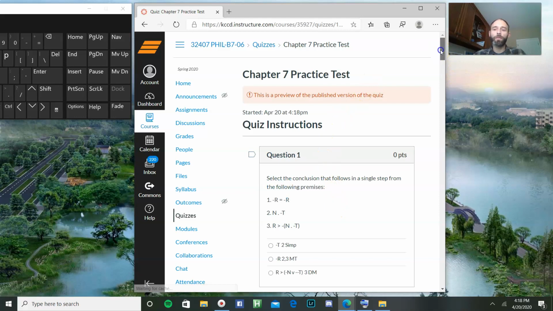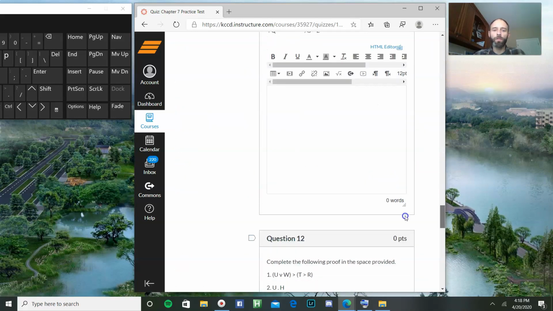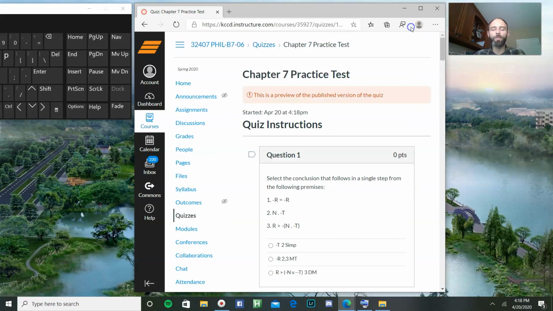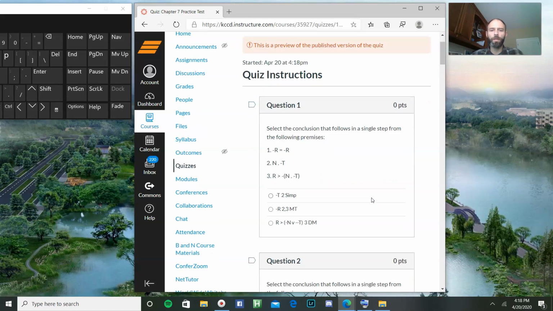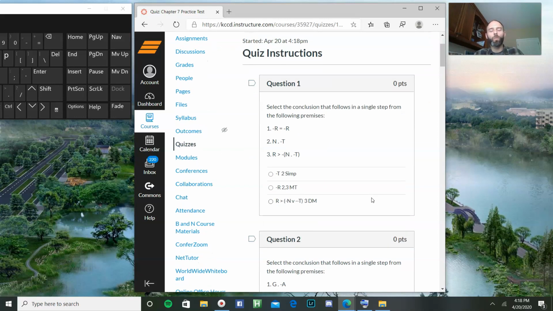On this practice test, you'll see we have 10 multiple choice questions and then 3 proofs at the bottom. The actual test is going to contain more problems. I haven't exactly figured out what the breakdown is going to be in terms of multiple choice and proofs. It has been 20 multiple choice and 6 proofs in the past, but given that you're going to have to work in a different format, I'm probably going to modify that. So let's take a look at the different question types and what I'm asking you to do.